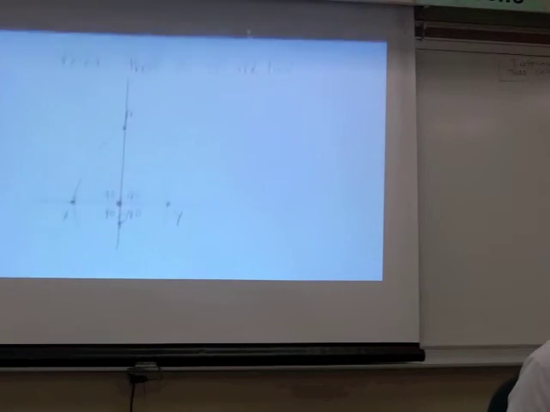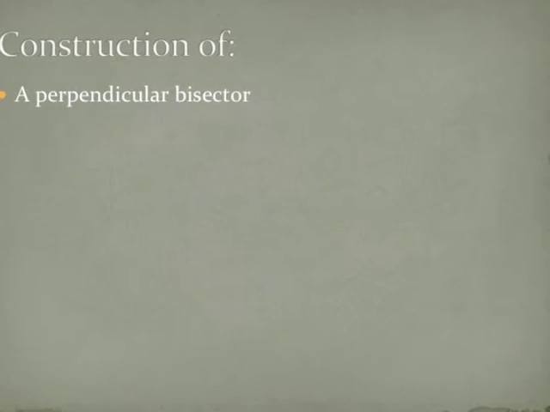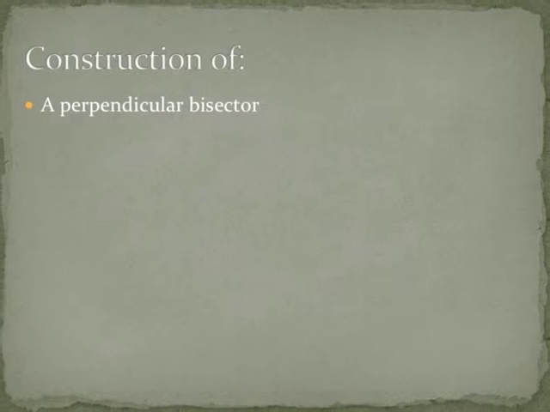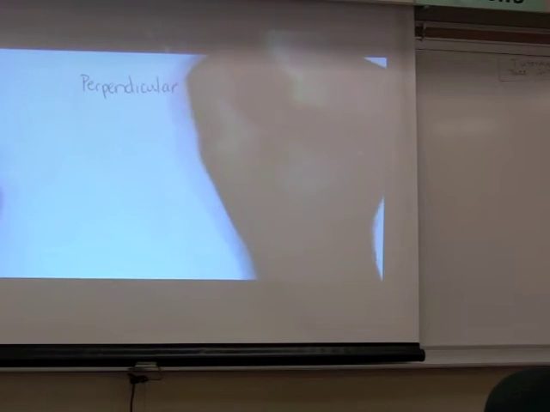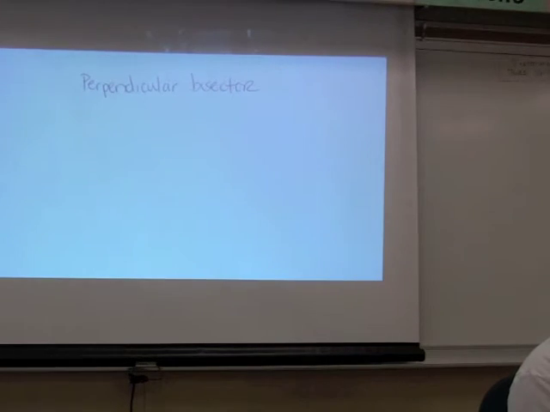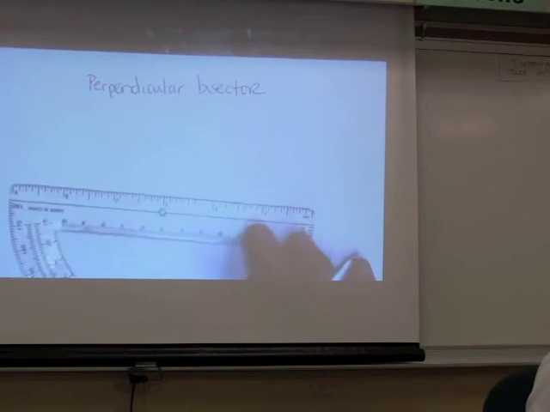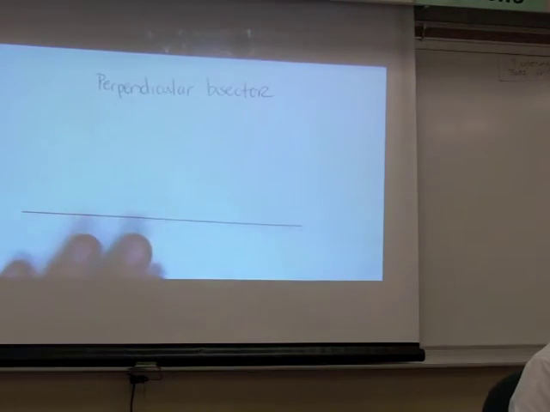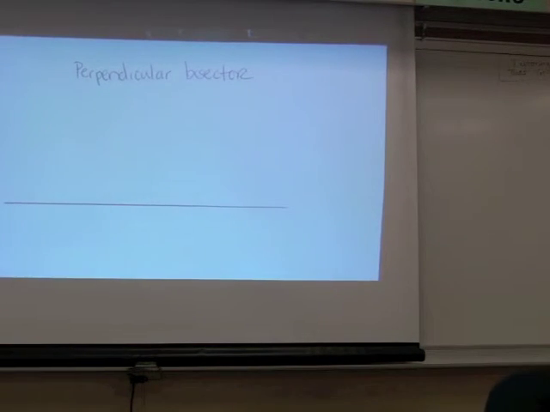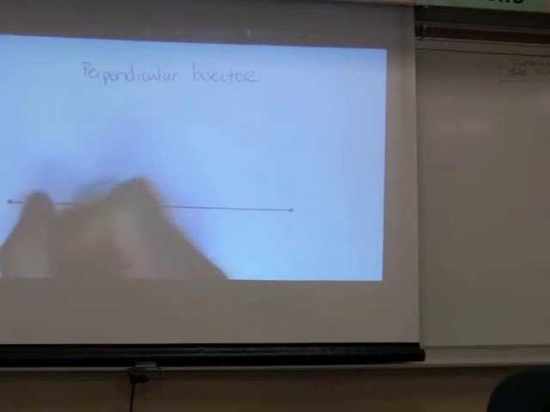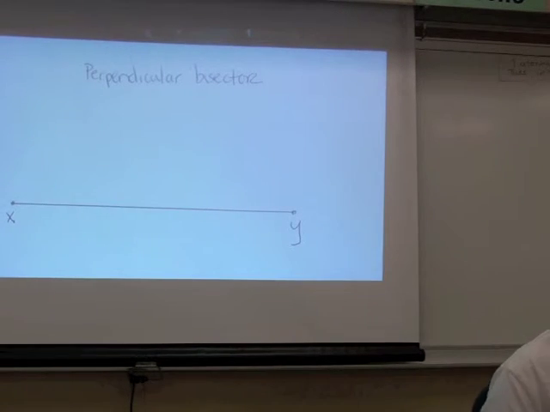And the last construction we're going to do is a construction of perpendicular bisector. So first thing you need to do with perpendicular bisector is to have a line. So again, draw a line. And you can label your line with 2 points on it. Label it X and Y for this example.